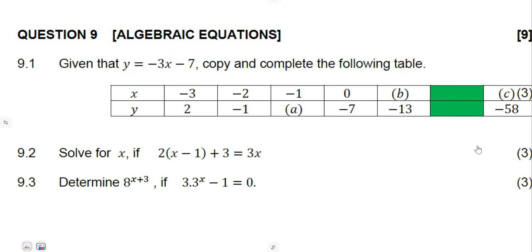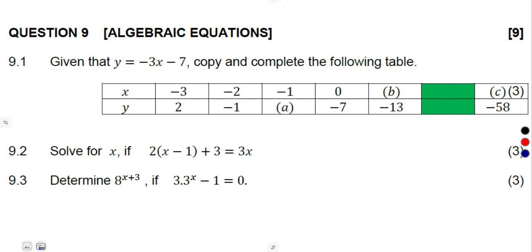All right. Anyways, let us check another part of the question. For 9 marks on our algebraic equations, we are given that y is equal to this, complete the table. We need A, remember x is our input, and we've got y there as our output. Substitute x, A there. So that is y represents our A.